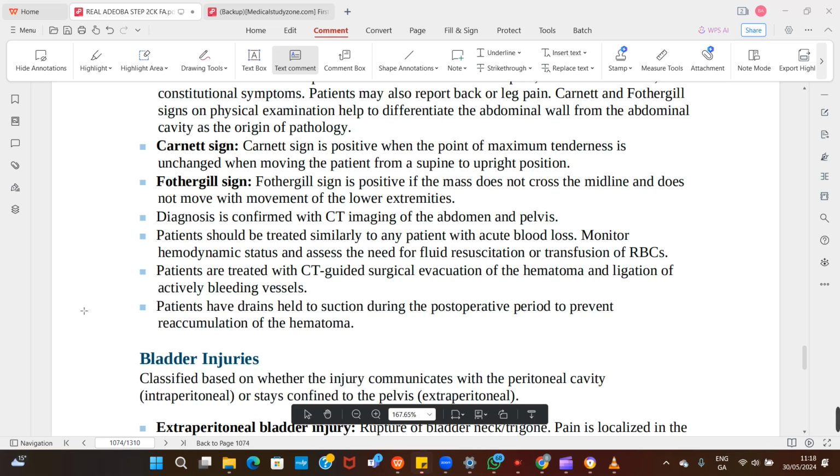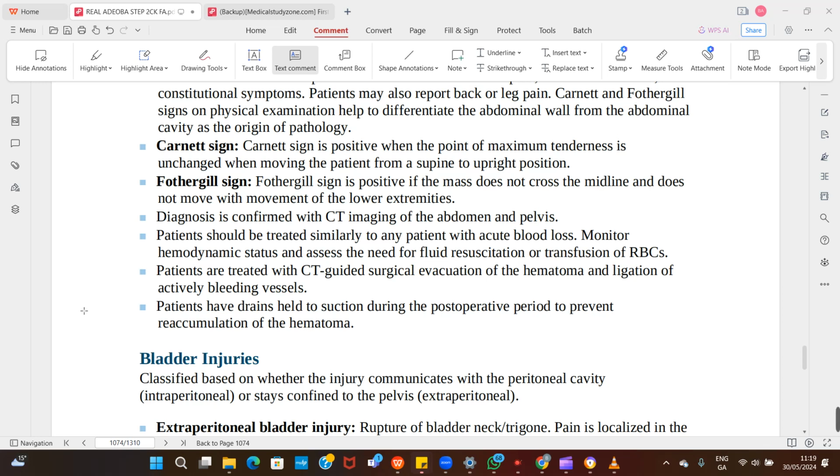Then the next is the Fothergill sign. So the Fothergill sign just means that you tell the patient to lie supine, and you do some tests to also contract the abdominis muscle, such as telling the person to place their hands behind their head and elevate their head, or you tell them to lift their legs, to lift their lower limbs. So they put their hands beneath their legs and try to lift them up. All these things can contract the rectus abdominis muscle.